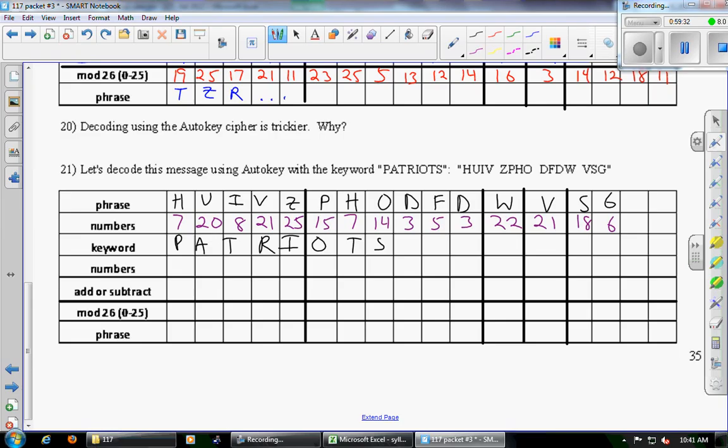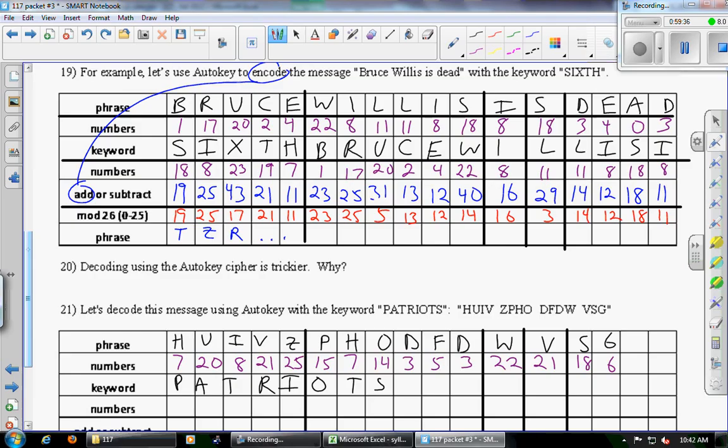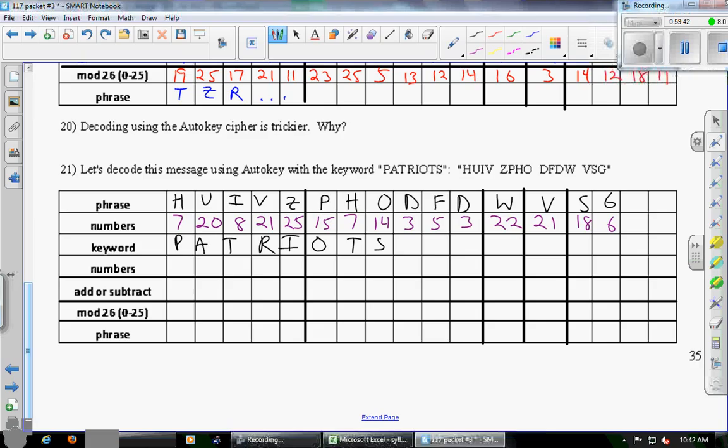Okay, so we've got all our numbers. What goes in the next row? The keyword, which is Patriots. So we put Patriots there, only once. Because this is the big difference between Vigenère, where we write Patriots over and over again, and autokey.